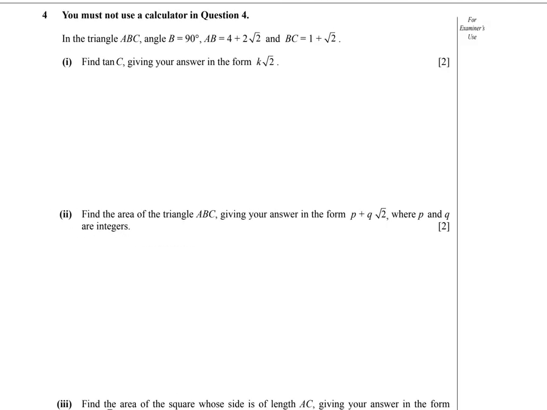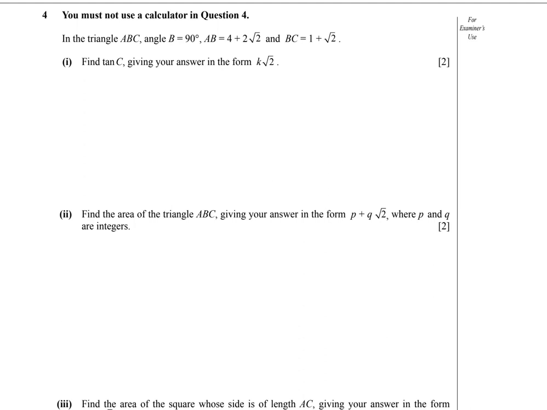Question 4. Here we cannot use the calculator. This means we have to show all the calculations in writing. In this question, the triangle ABC is a right angle triangle where the angle B is 90 degrees and the length of side AB is 4 plus 2 root 2 and the length of side BC is 1 plus root 2. We have to find the value of tan C in the form of k root 2.